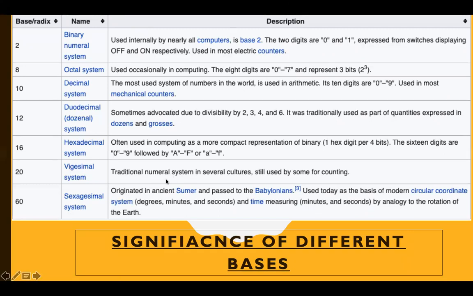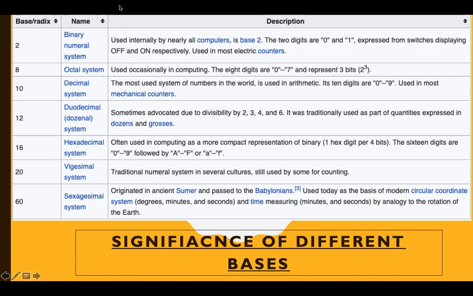Now after this, another significant base is base 16, which is the hexadecimal system. This is also used in computing as a more compact representation of the binary based system. Digits here are from 0 to 9 and then from A to F. Then there is base 20, the vigesimal system. This is a traditional numeral system used in several cultures and still often used for counting.